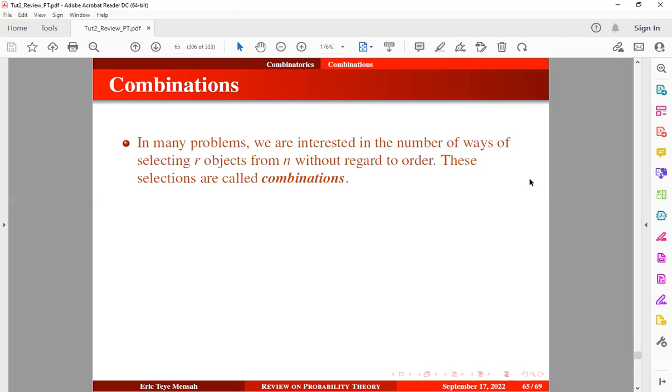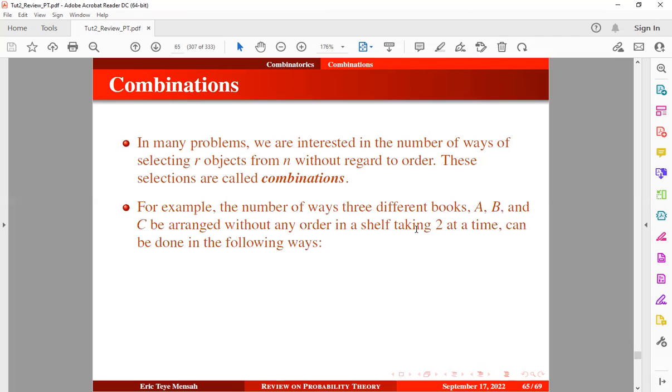So for example, the number of ways three different books A, B, and C can be arranged without any order in a shelf, taking two at a time, can be done in the following ways. The first arrangement can be AB. We can also have AC, or we can have BC. So the order of arrangement is not all that important to us.